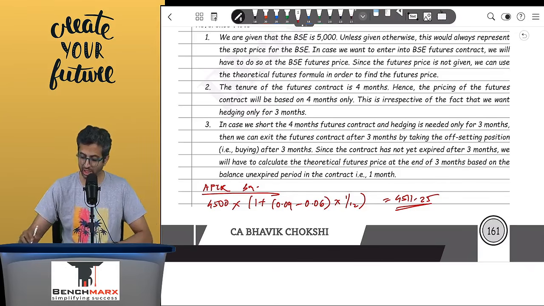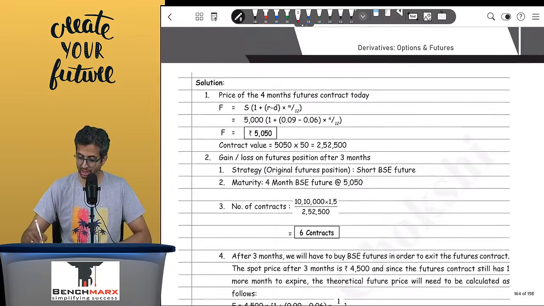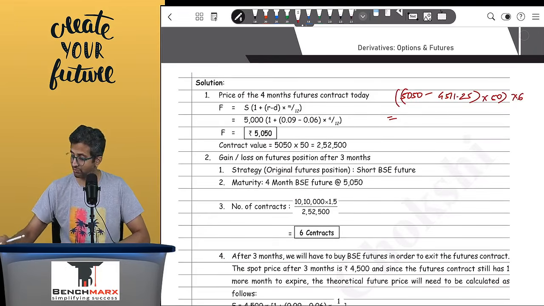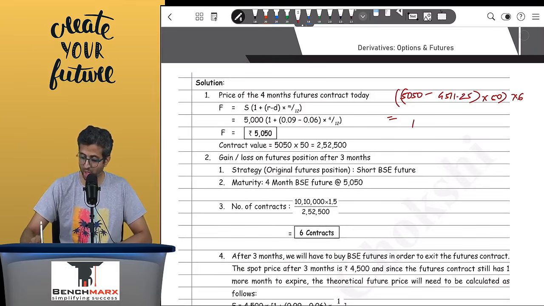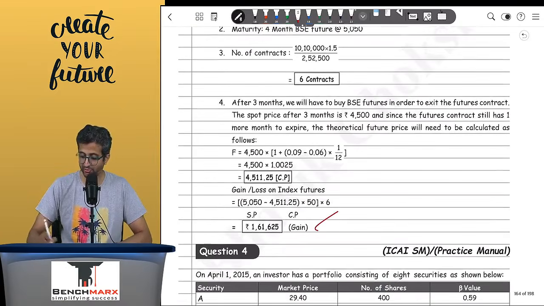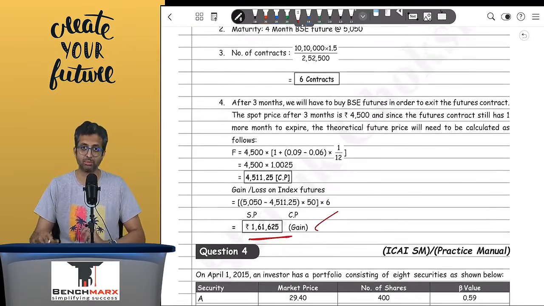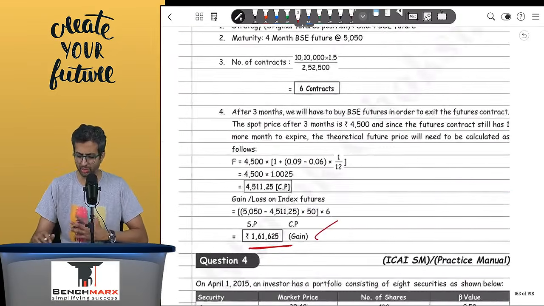If I want to find the gain or loss, the selling price is 5050. I've agreed to sell at 5050, and now I'll buy it at 4511.25. This is for 1 unit, every contract has 50 units, and you have entered into 6 such contracts, and hence 5050 minus 4511.25, into 50, into 6. So this comes to 161,625. This is your gain.